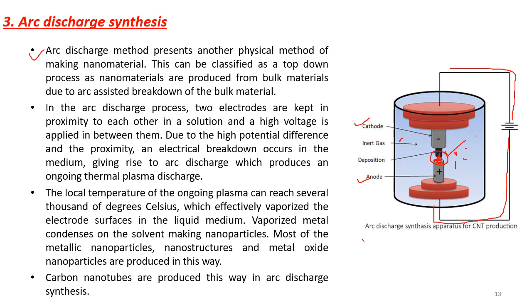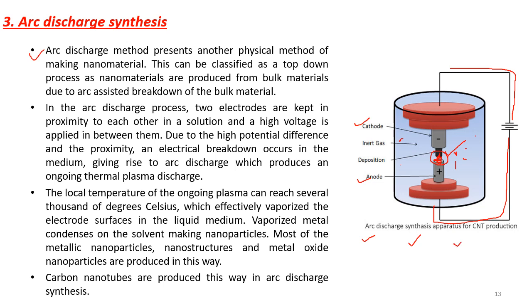Here you can see a setup of arc discharge synthesis apparatus, mainly used for CNT production, that is carbon nanotubes. So carbon nanotubes are mainly produced using this method. This method can also be done in chemical laboratories at a very limited cost.